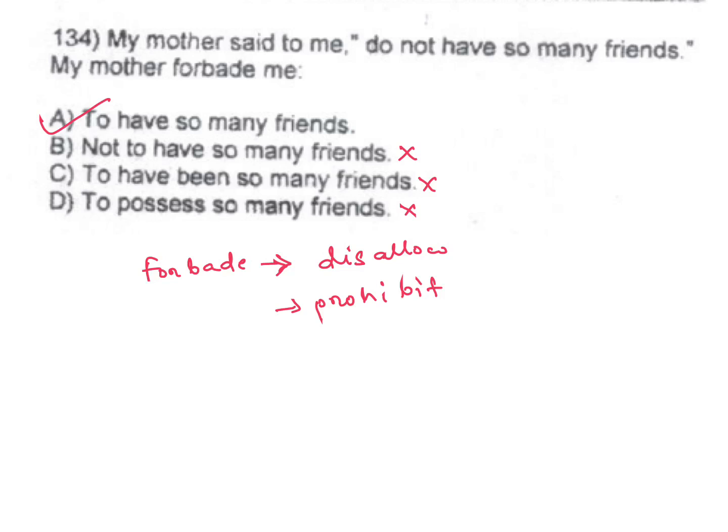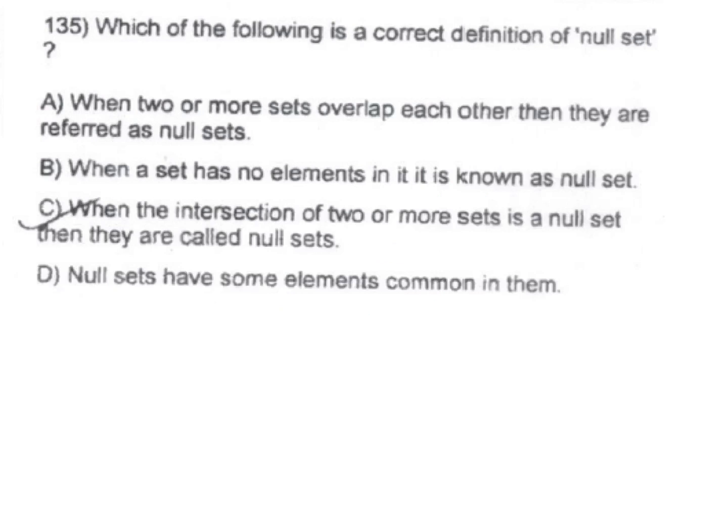Which of the following is a correct definition of null set? A. When two or more sets overlap each other, then they are referred to as null sets. B. When a set has no element in it, it is known as a null set. C. When the intersection of two or more sets is a null set, then they are called null sets. D. Null sets have some elements common in them. B is the answer.